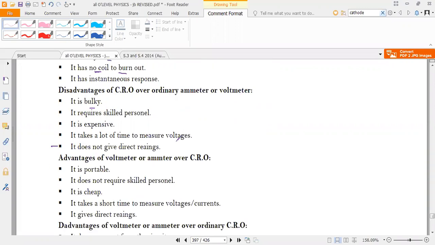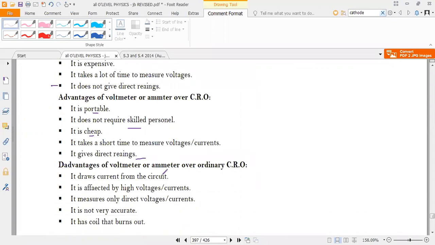Then the advantages of voltmeters over ammeters, sometimes they tend to ask those. Of course, the voltmeters and ordinary ammeters are portable. They don't require skilled labor because they are already calibrated. They are cheap. They give direct readings. So that's why we prefer using them over using a CRO as an ammeter or a voltmeter.